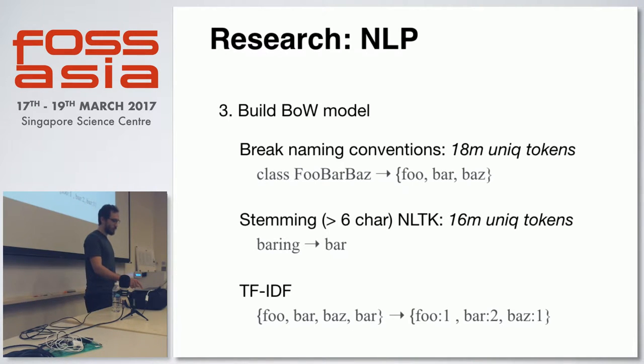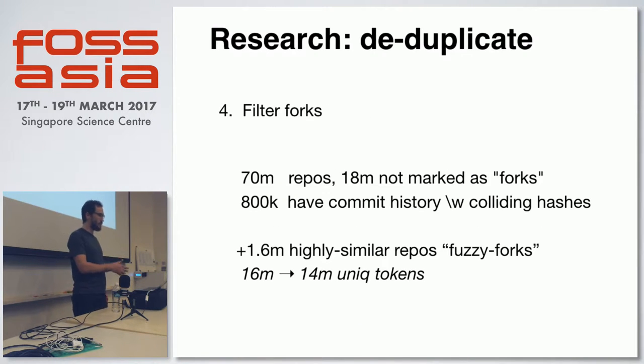Before doing machine learning on top of that, we need to filter out forks. This was done on a dump of GitHub from December 2016, which has about 70 million repositories. The first way to filter out forks is to take those explicitly marked as forks on GitHub, which leaves us 19 million repositories. But there are forks that are effectively forked but not through GitHub. For example, if you pull something and then push without clicking fork, it's exactly the same thing.